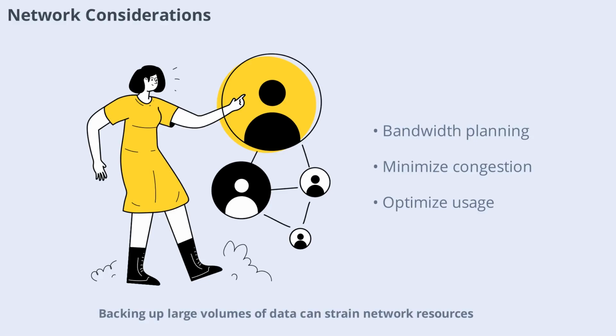Backing up large volumes of data can strain network resources. Organizations must plan for sufficient bandwidth and minimize network congestion during backup windows. Techniques like throttling, scheduling, and data compression help optimize network usage and ensure reliable backups.